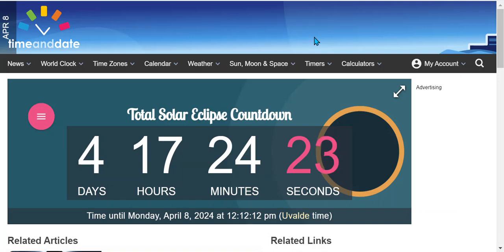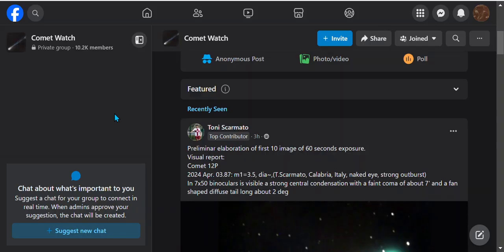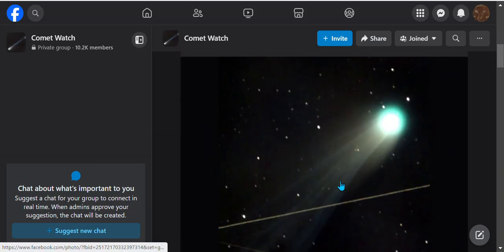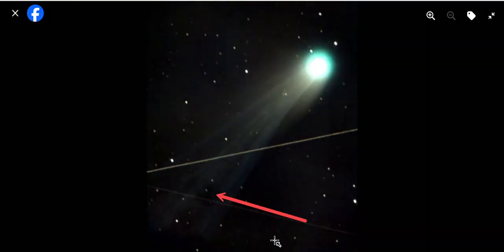4 days to the great eclipse. Taking a quick look at Comet Watch 3 hours ago. This was posted by Tony. Let's take a look. Well, right off the bat, right here. Just like I talked about yesterday, this was 3 hours ago.